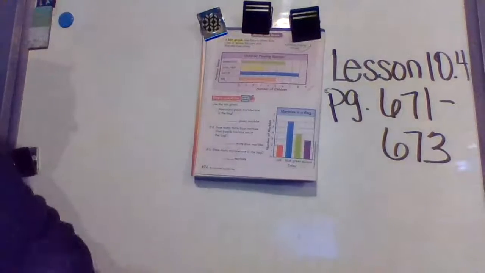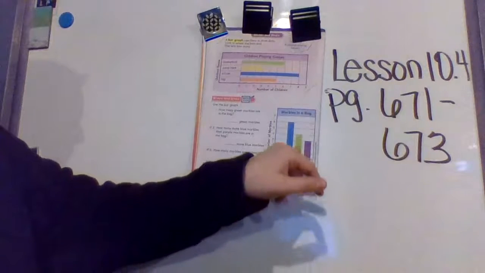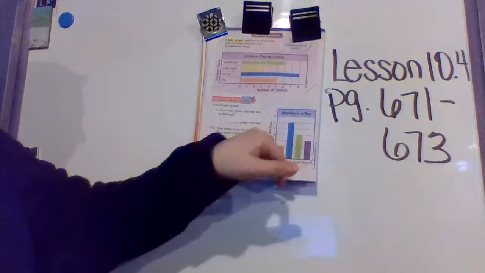All right, let's answer question number 1. We're going to use this bar graph to help us. It says marbles in a bag. This represents the numbers of marbles in a bag, and the bottom tells us which colors those marbles are. Number 1, how many green marbles are in the bag? So go to the chart, and it says green, and you're going to follow your finger all the way up, and you can see that there are 4 green marbles.